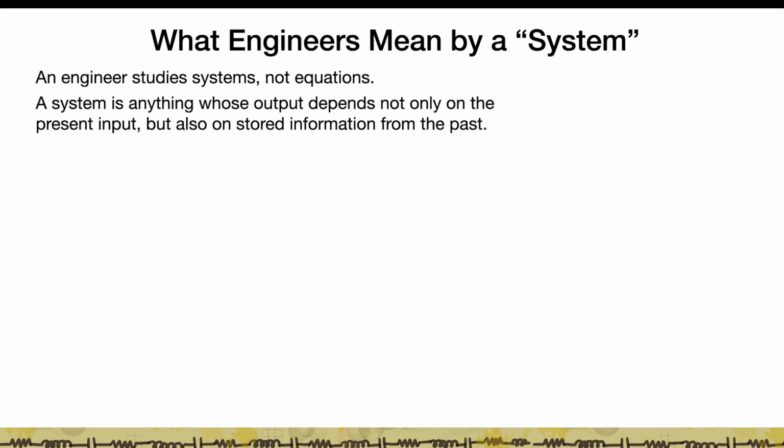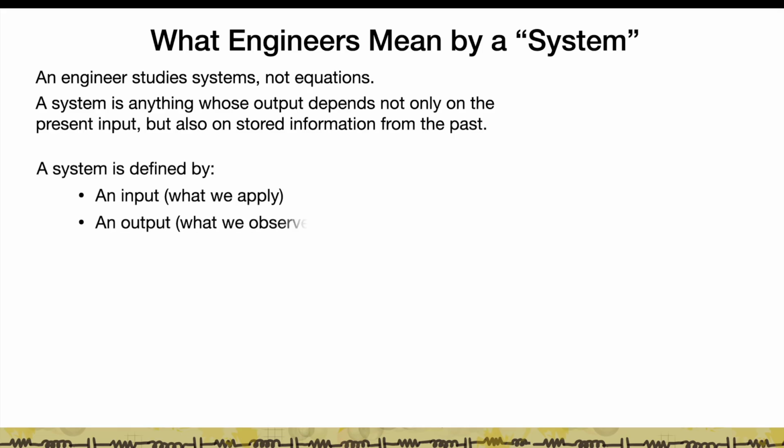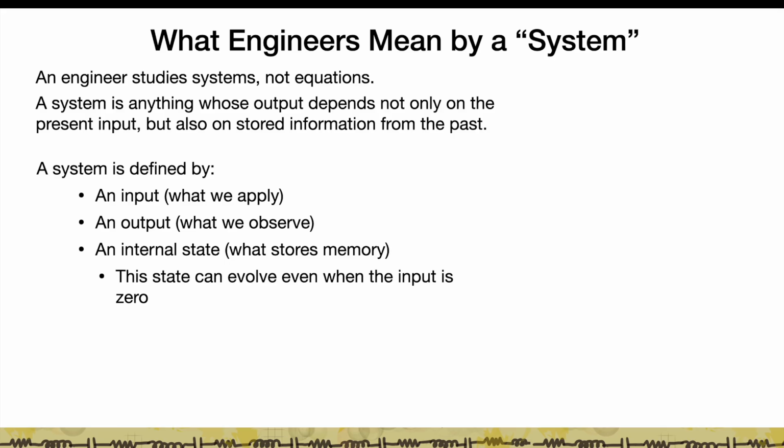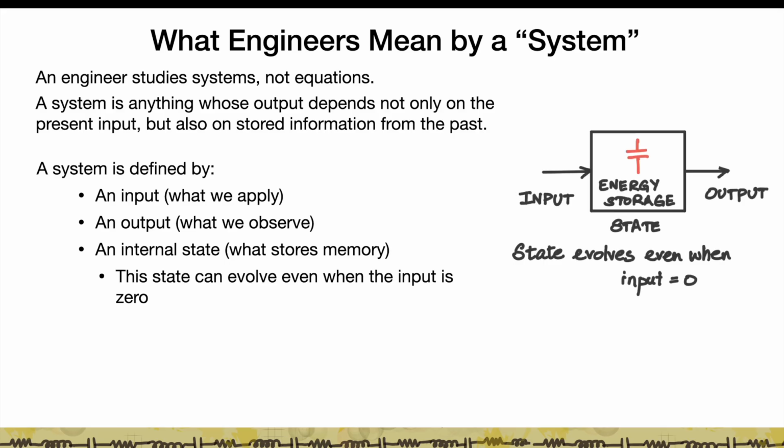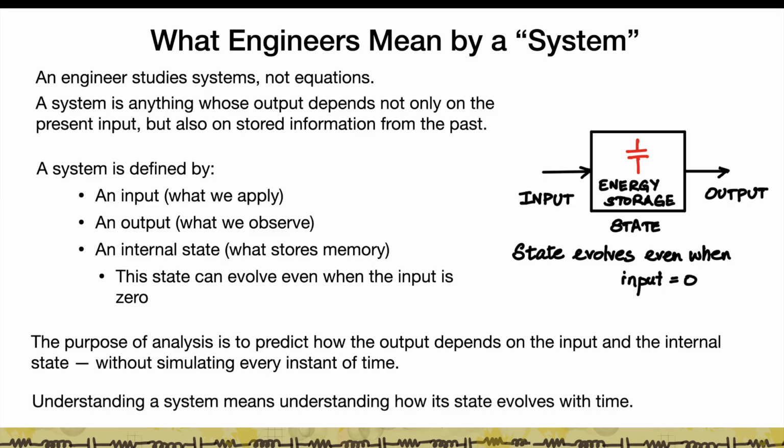A very common mistake students make is to think a system is the same as a schematic or an equation. It is not. A system is defined by behavior. The key idea here is an internal state. That state represents stored energy. So even if the input becomes zero, the state can continue to evolve and the output can change. So if you do not know what the state of your system is, you do not understand the system.